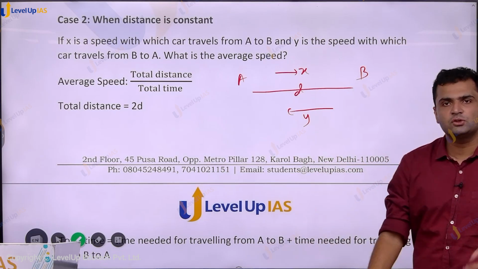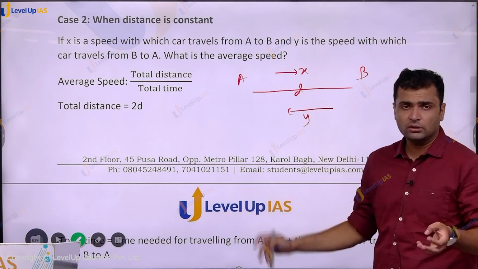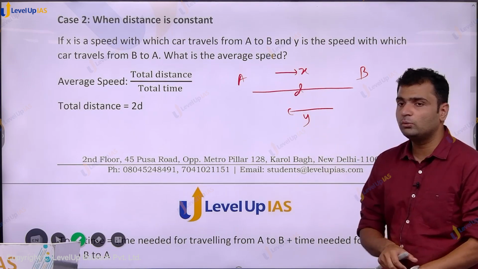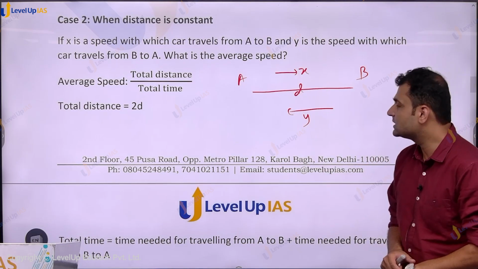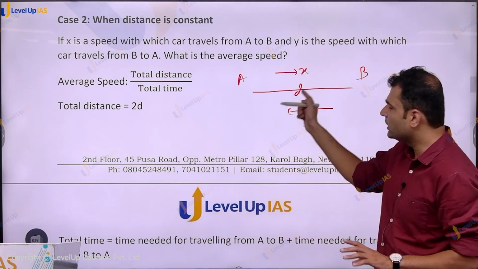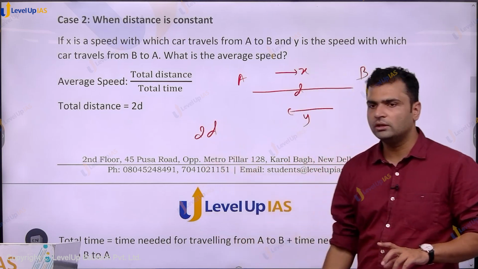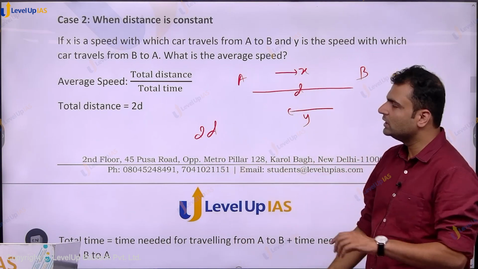What is the average speed? It would be very enticing for you to call average speed x plus y by 2, but it is not x plus y by 2. Let us see why. By definition, average speed is total distance by total time. Here, what is total distance? d plus d. The total distance is 2d. A to B and B to A. Total distance traveled is 2d.